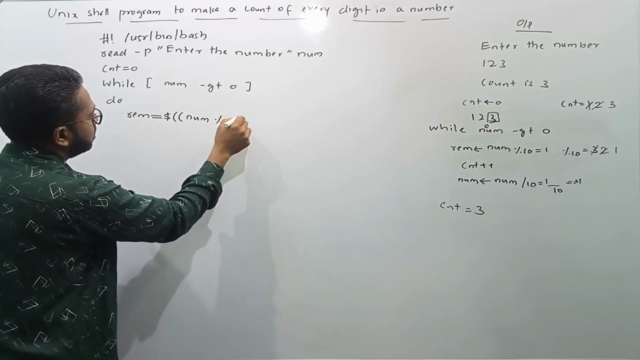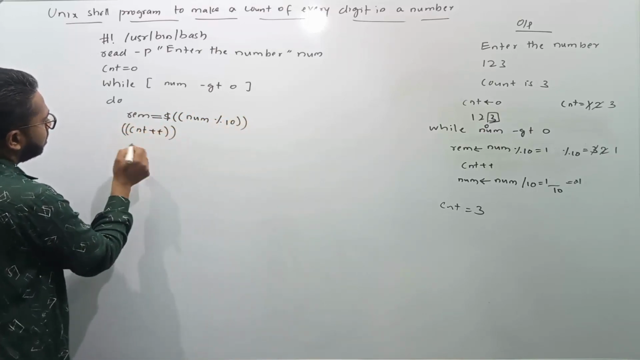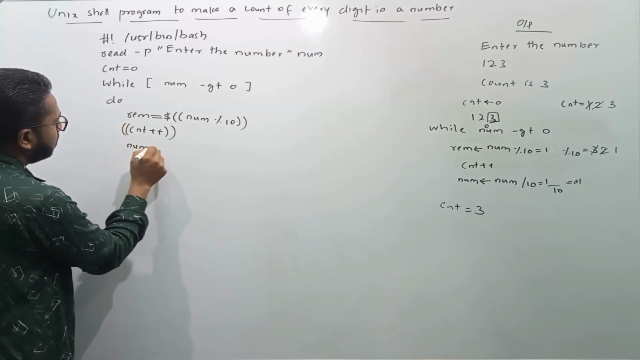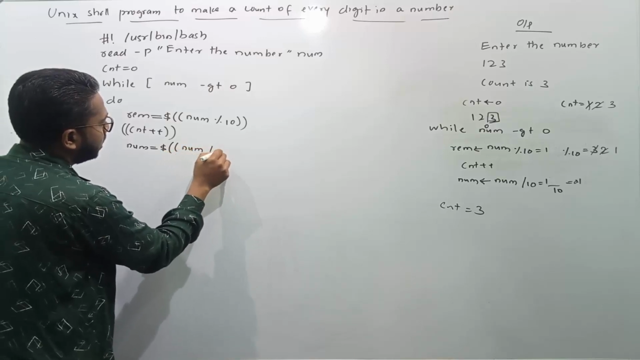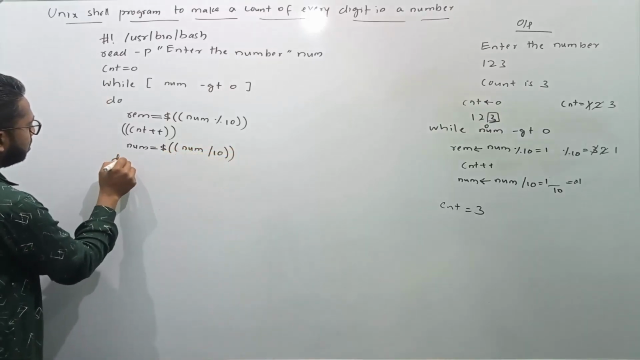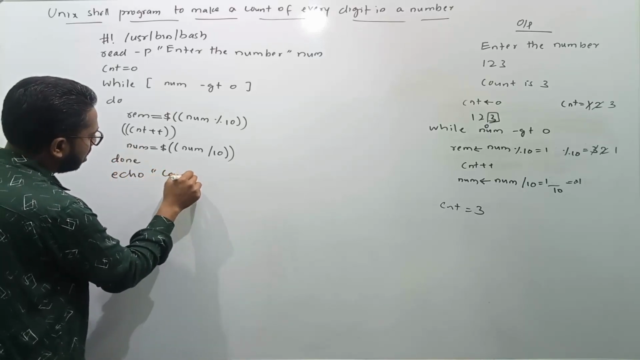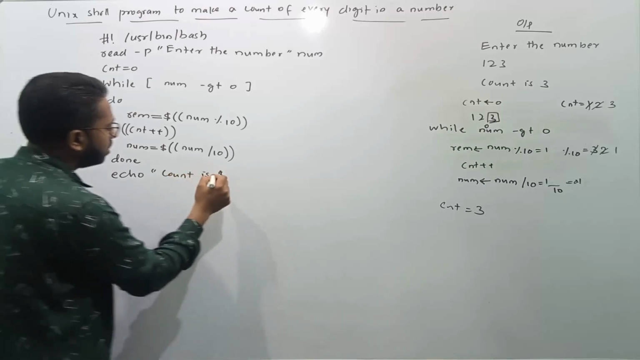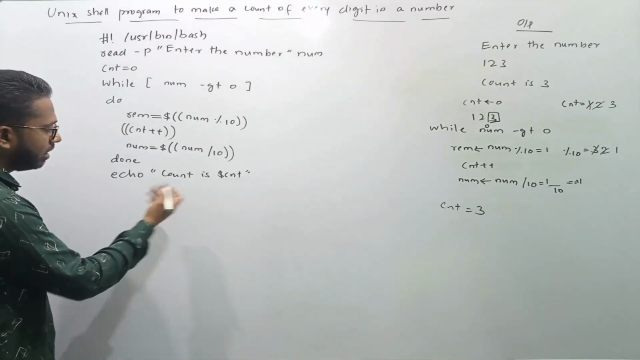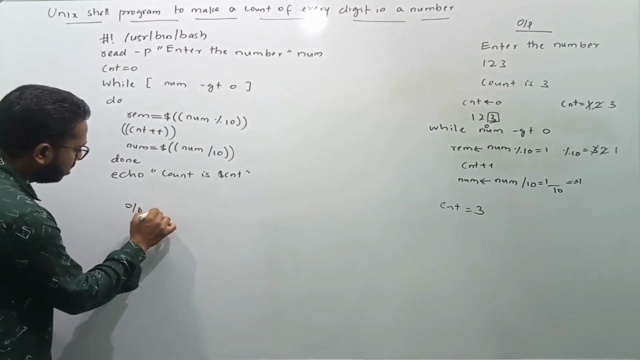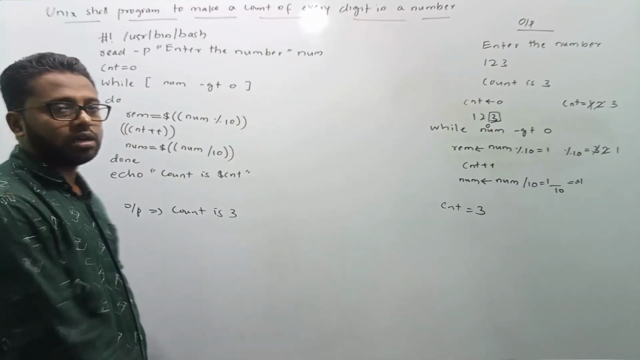num mod 10, then count plus plus, next num is equal to dollar num by 10, done. Now at the end I will print echo count is dollar count. Okay, then at the end you will get an output as count is 3 for this input 123.